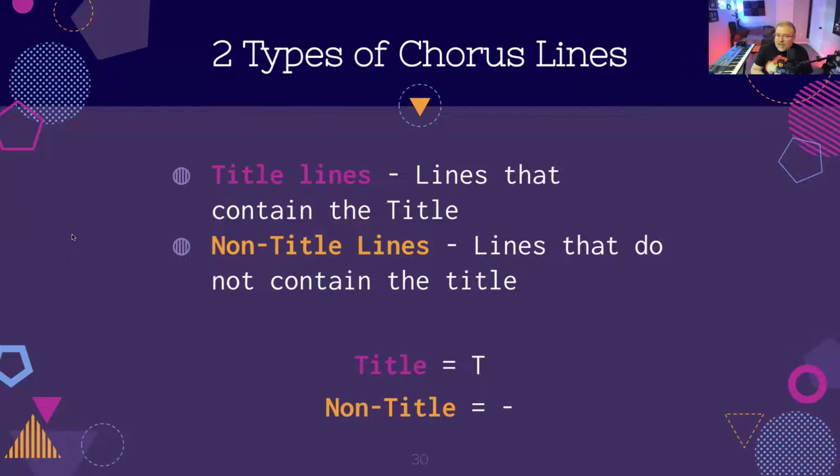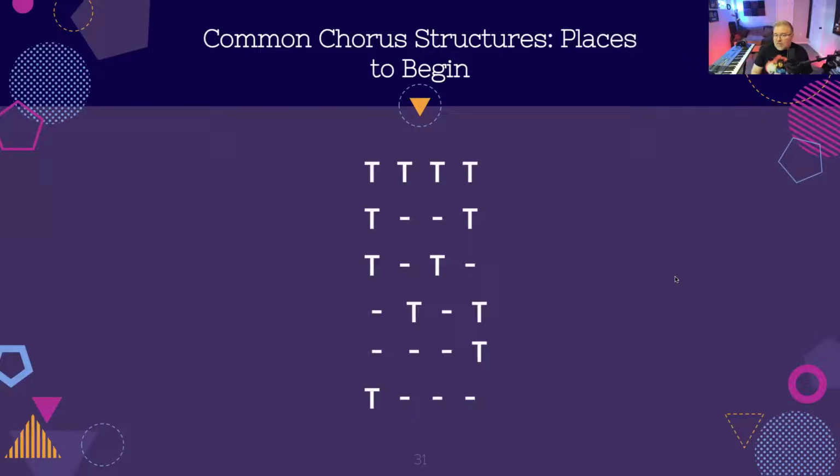And one of the ways that you can practice writing choruses is by using different patterns of title lines and swing lines, or the non-title lines. There are really six very common chorus structures that are kind of like the base of where a lot of songs start. And it's a way that you can practice writing choruses. The T's represent the title lines, the dashes represent the swing lines.